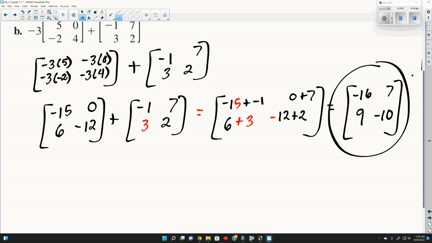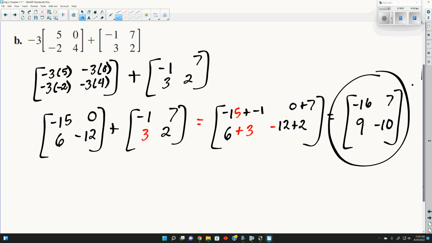Questions on this here? Yes. You can apply it to both. So we could have a negative scalar on both.